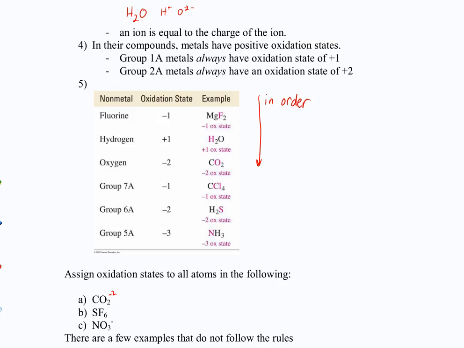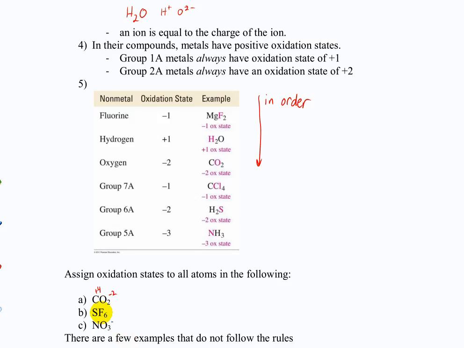And then what does the overall charge have to be? Zero. So what does that mean that carbon must be? Plus 4. Because there are two oxygens, and it has to balance out those two oxygens. So carbon gets plus 4, oxygen gets minus 2. You see how that works? Let's try another one. SF6.